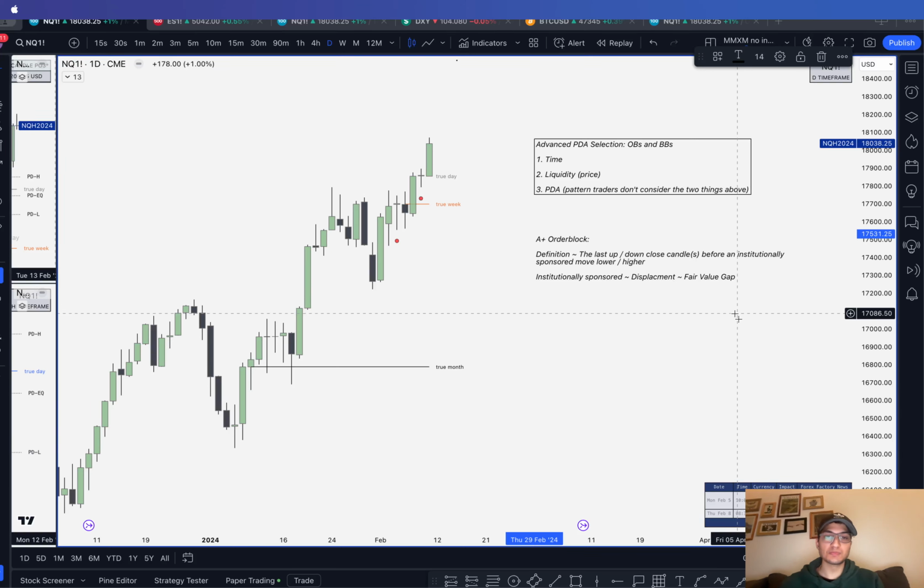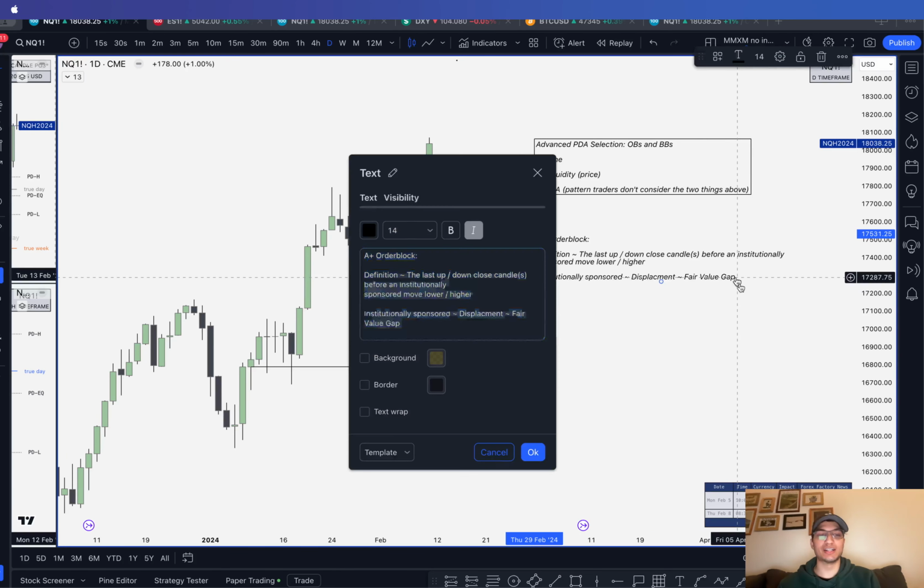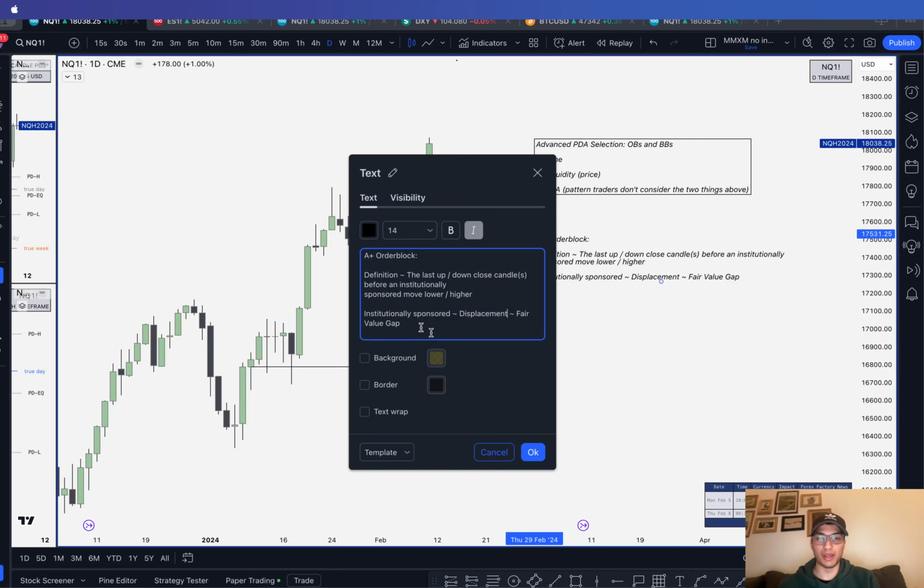It's the last up-close or down-close candle before displacement out of a fair value gap. Before a displacement out of a region, creating inefficiency. Now, that is the very common understanding of a fair value gap. We are going to build on this concept.